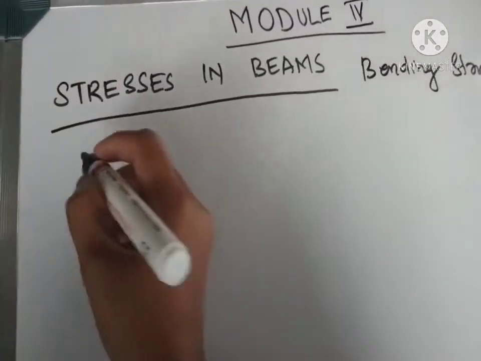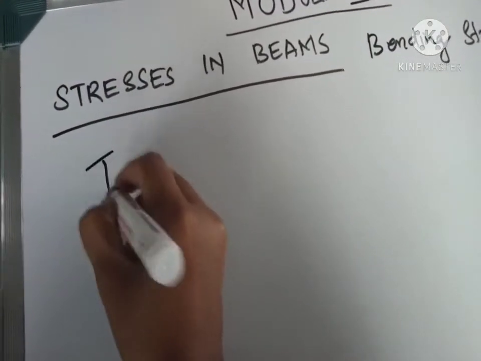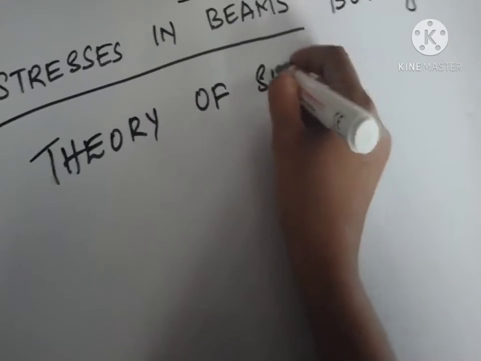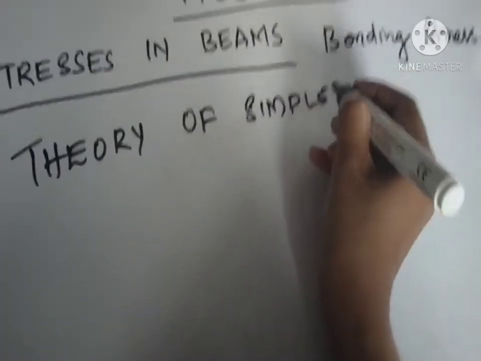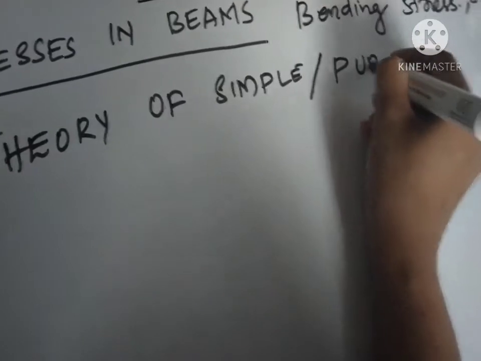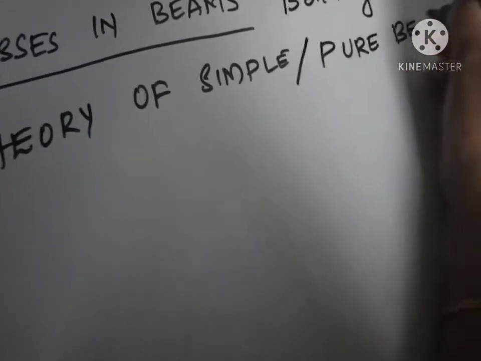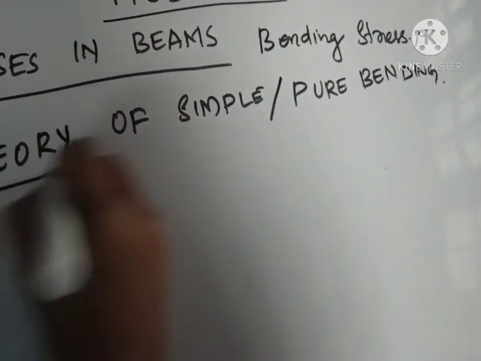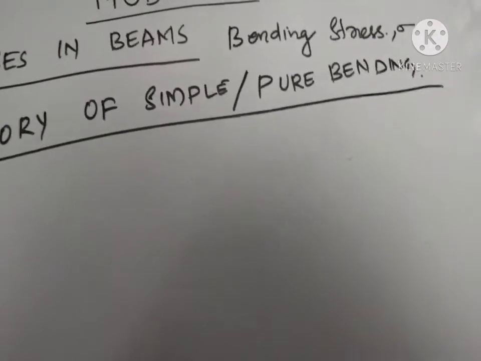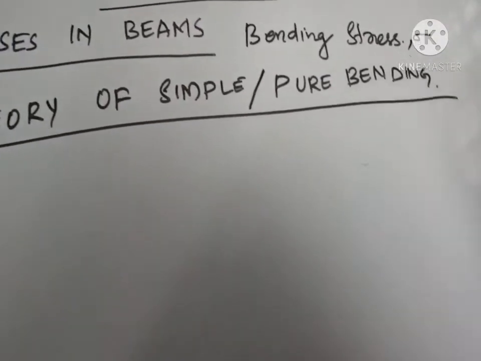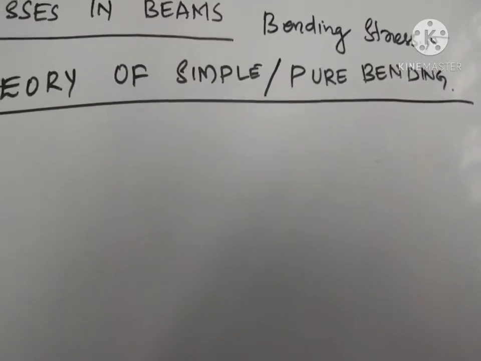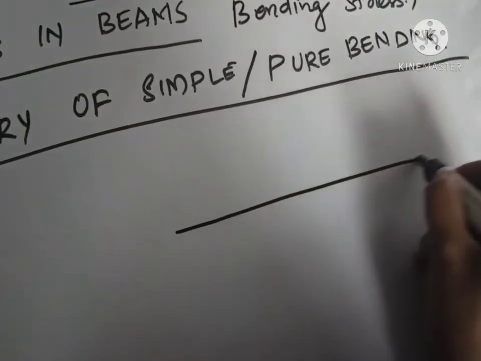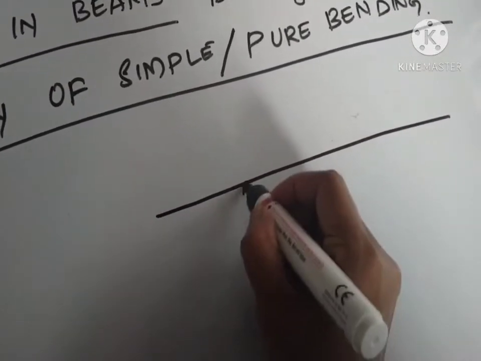So now we'll see what the theory of simple bending, or pure bending condition, is. What is the theory of simple or pure bending? What do you mean by simple bending or pure bending? For that, we need to consider an overhanging beam.